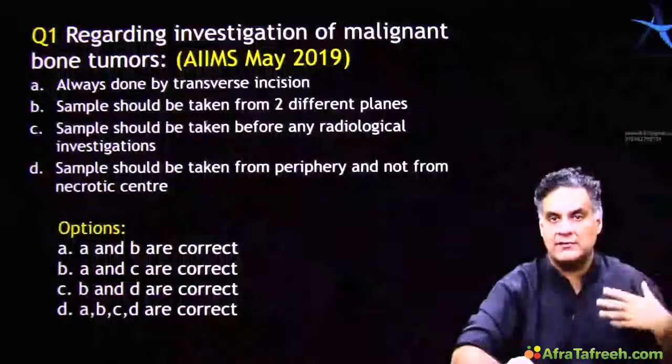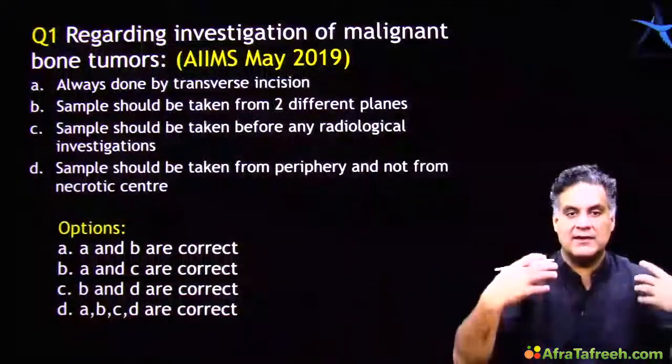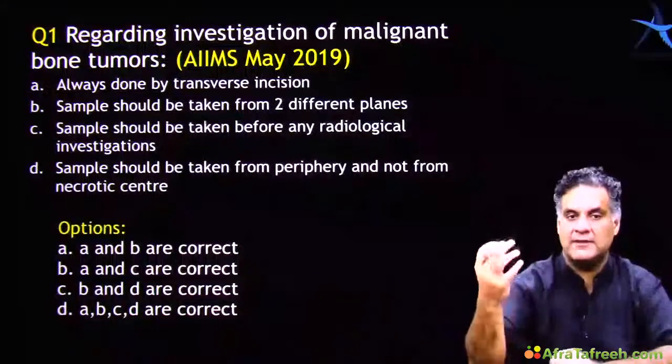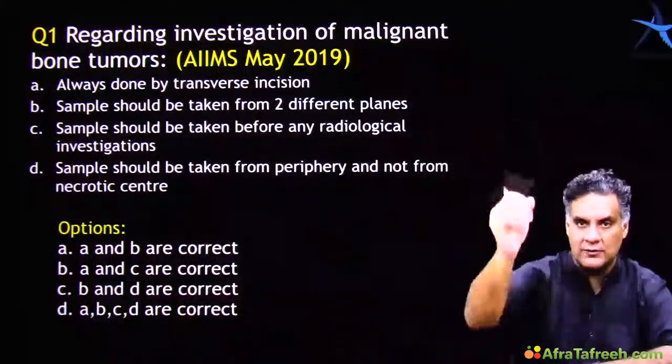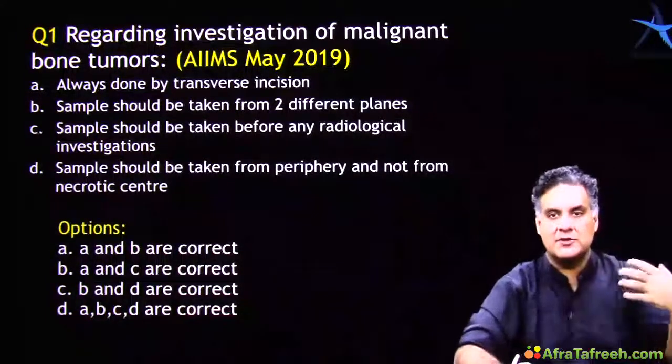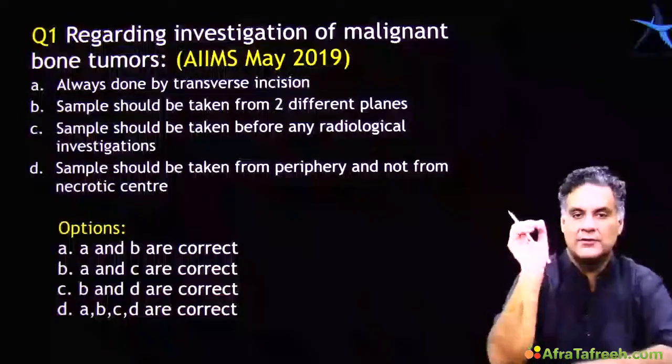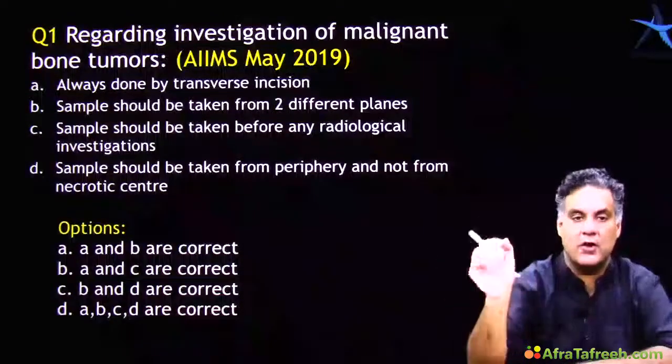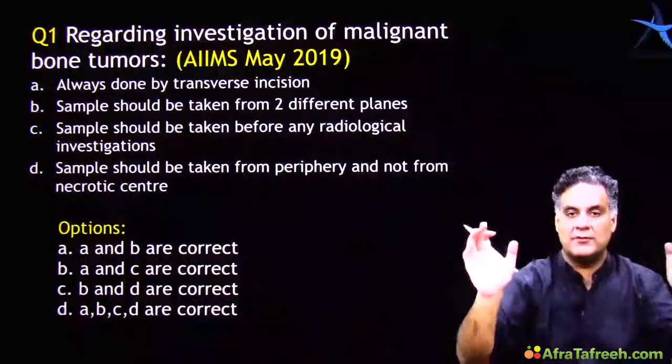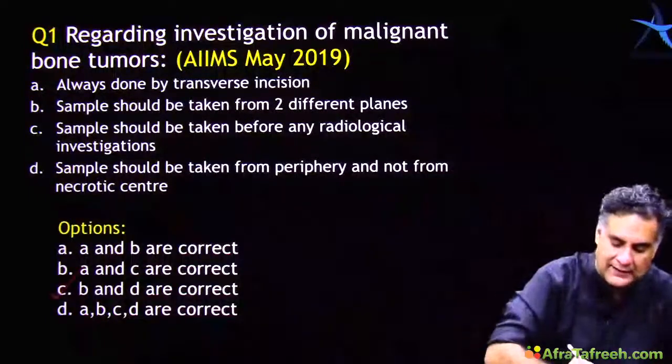Remember that. Coming to some question regarding investigation of malignant tumors: you will do a biopsy by transverse incision. Wrong. You will go in a vertical direction. Sample should be taken from two sides. Correct. You should do sampling before radiological appearance. Wrong. Sample should be taken from periphery, not from center. Correct. So B and D are correct.